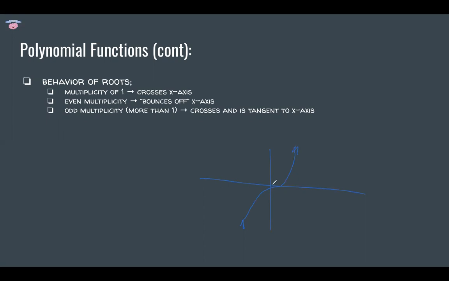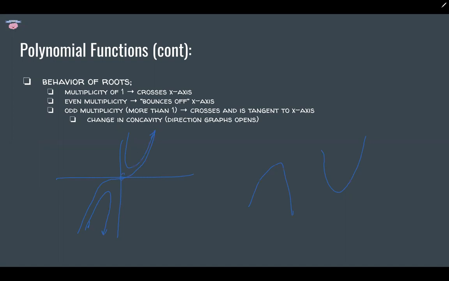So yeah, back to the same color. Cubic looks something like this. It crosses it and it's also tangent, meaning if you zoom in, it looks like this. It's basically at that value for quite a bit of time. Meanwhile, linear would just be like that. A change in concavity occurs at odd multiplicities, more than one. Basically, concavity is the direction the graph opens. So this is concave down, this is concave up. So in a cubic, it starts off concave down, and then it goes concave up at this point.